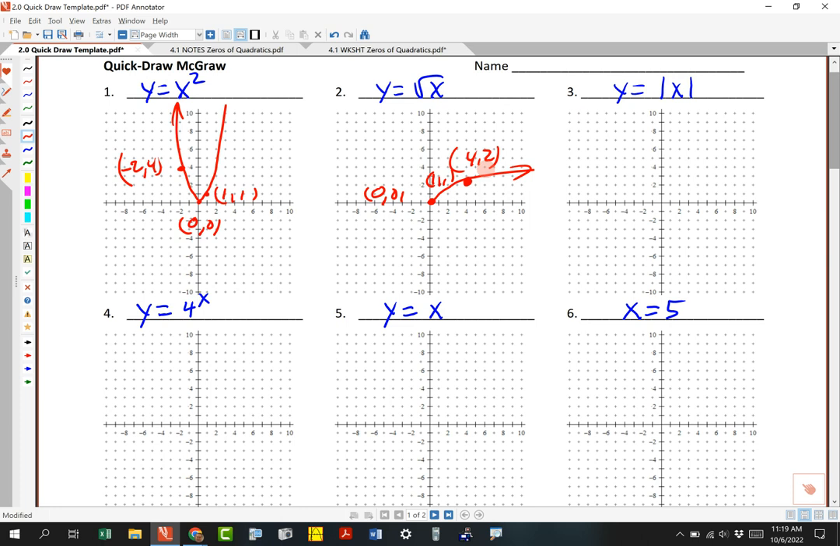Can somebody tell us what the next nice point is that it would go through? Next nice point. Keely? 9 and 3, perfect. So if that was one you labeled.